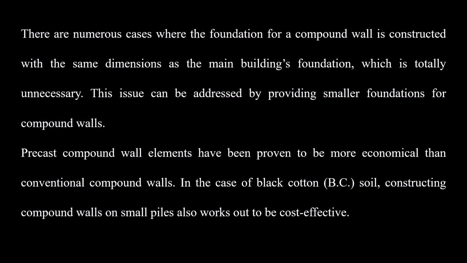There are numerous cases where the foundation for a compound wall is constructed with the same dimensions as the main building's foundation, which is totally unnecessary. This issue can be addressed by providing smaller foundations for compound walls, which can reduce the cost. Precast compound wall elements have been proven to be more economical than conventional compound walls. In the case of black cotton soil, constructing compound walls on small piles also works out to be cost effective.